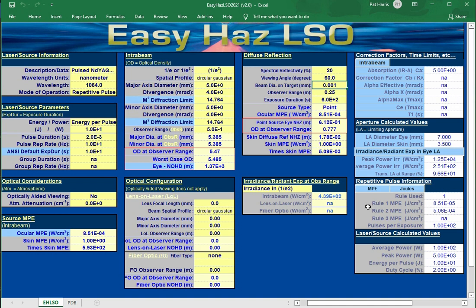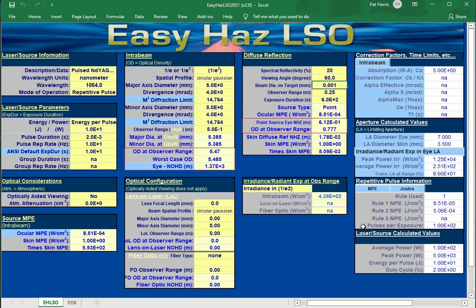Now, what we do here is we convert the Rule 2 MPE to a single pulse MPE. We take the MPE that we get out of the ANSI standard in joules per square centimeter, and it has to be in joules per square centimeter because we want to compare apples to apples, and the Rule 1 will be in joules per square centimeter. So we get the Rule 2 MPE, we get it into joules per square centimeter, then we divide it by the number of pulses in the exposure, which would be 100.